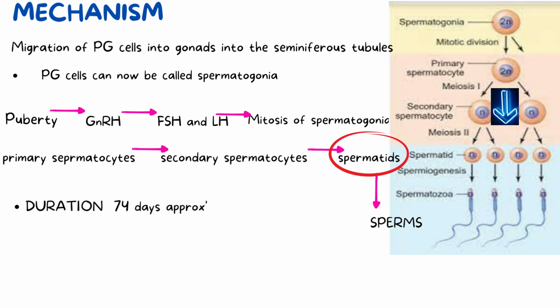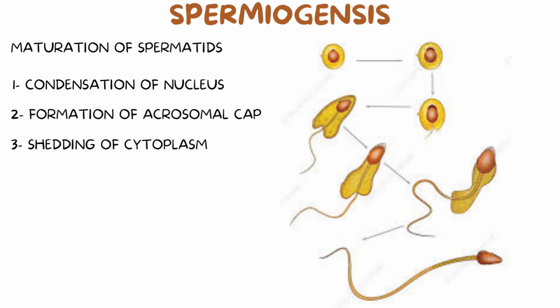The spermatids need to undergo certain changes to form the final product by a phenomenon called spermiogenesis. There are three main steps occurring in spermiogenesis. Step 1: condensation of the nucleus and its displacement anteriorly. Step 2: formation of a structure called the acrosomal cap. Step 3: shedding of excess cytoplasm.